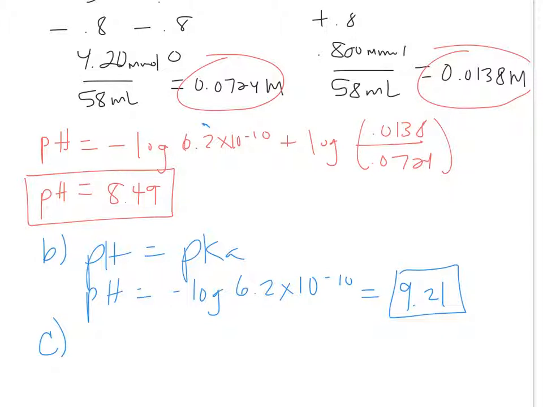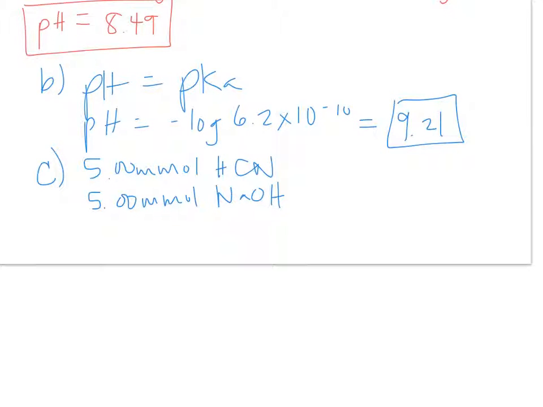And for letter C, we are going to calculate the pH at the equivalence point of the titration. This is where we have equal amounts of acid and base. In letter A, we calculated that we had 5 millimoles of HCN, so that must mean that we have 5 millimoles of sodium hydroxide. So if all of the hydroxide and all of the acid react, we have nothing left. However, we will have some of the conjugate base, the cyanide ion. We will have 5 millimoles of that.